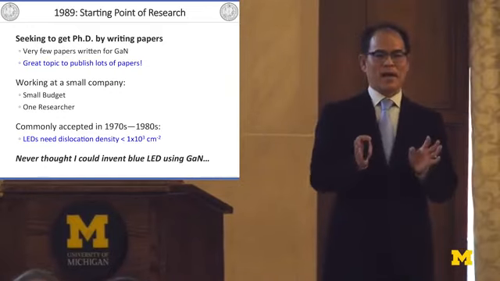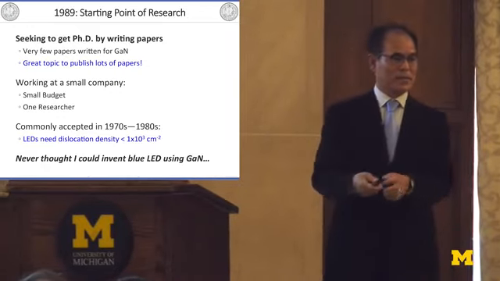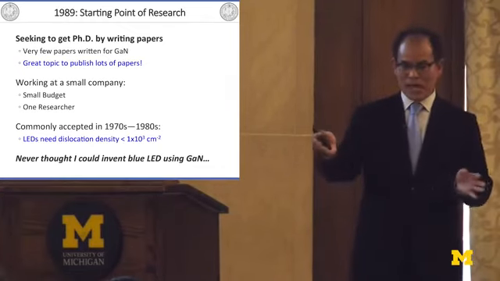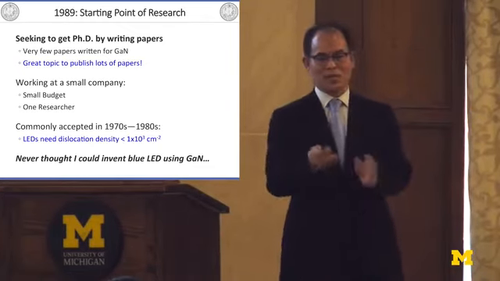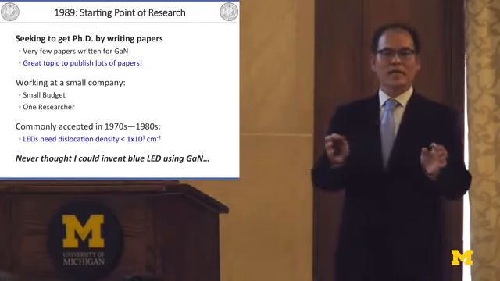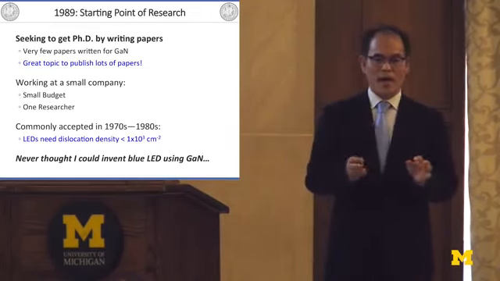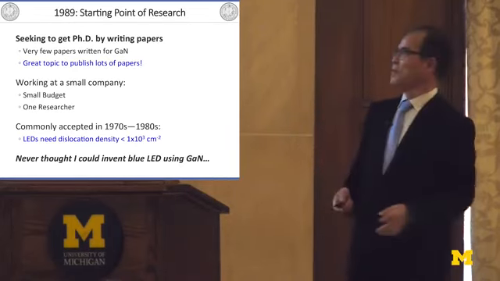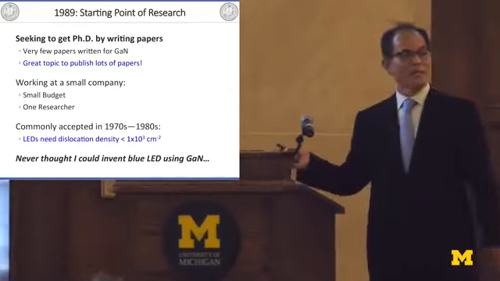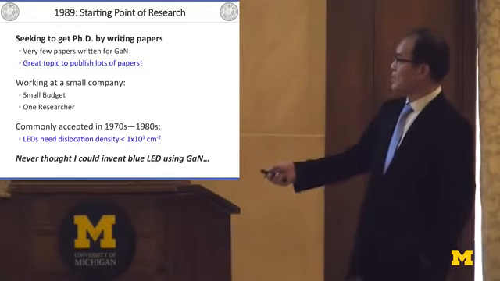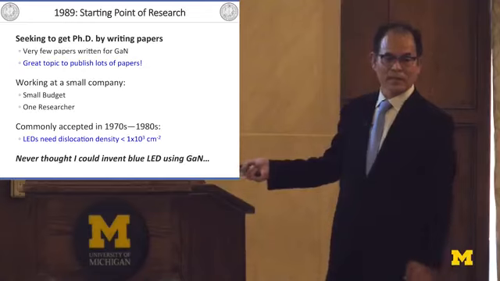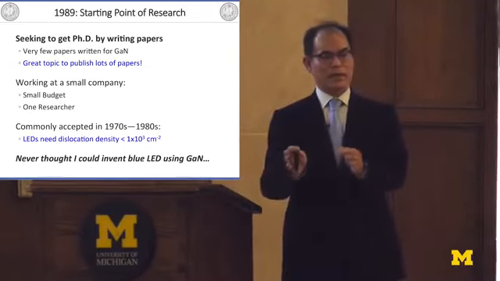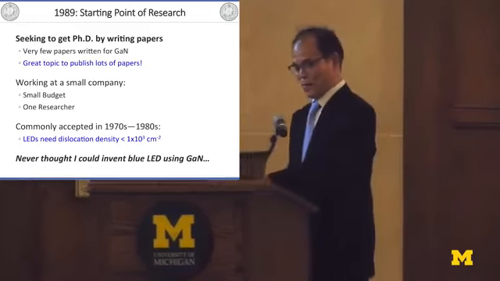In my case, I never expected I could invent blue LED, but if I select gallium nitride, it was easy to publish papers. Because there were no papers, any result, I could publish a paper, adding a strange theory or something. That's the reason I selected gallium nitride. Because I have no physics background, I didn't understand anything. My dream was just publishing papers. I never thought I could invent blue LED. My dream was, after getting the PhD degree, probably I would quit the company. That's it.